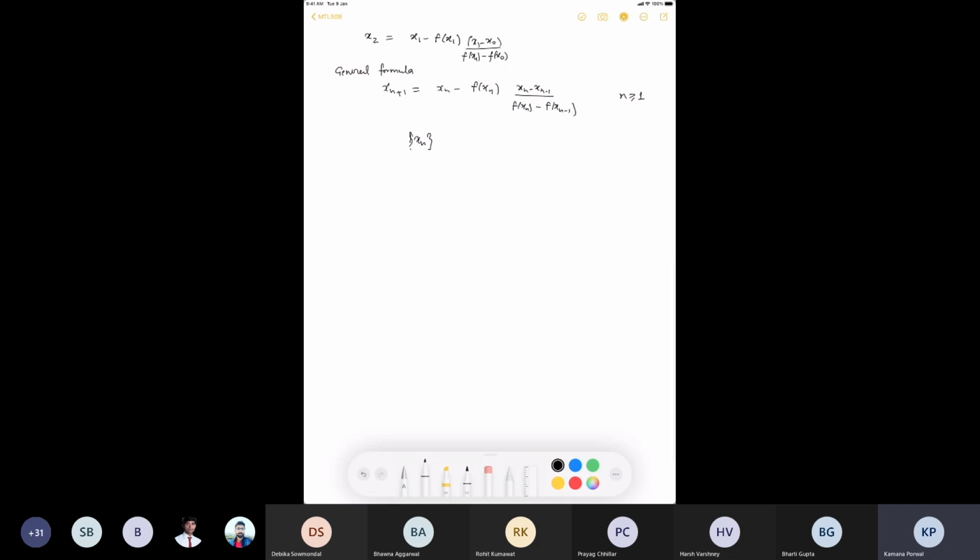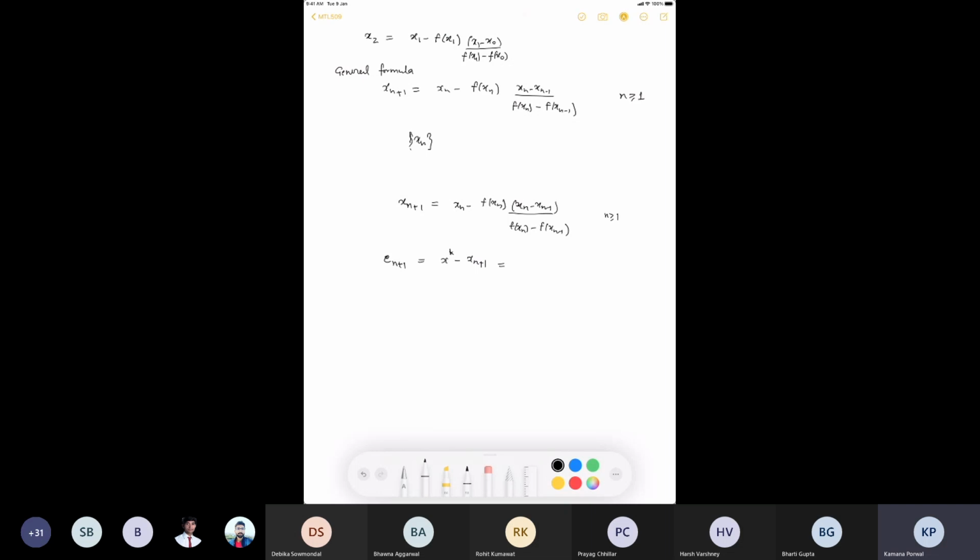But before that, let's try to get a relation between the error at the n plus 1th step and at the nth step. So we have this formula. Now let me call the error at the n plus 1th step en plus 1, which is x star minus xn plus 1. I'm just going to simplify this.